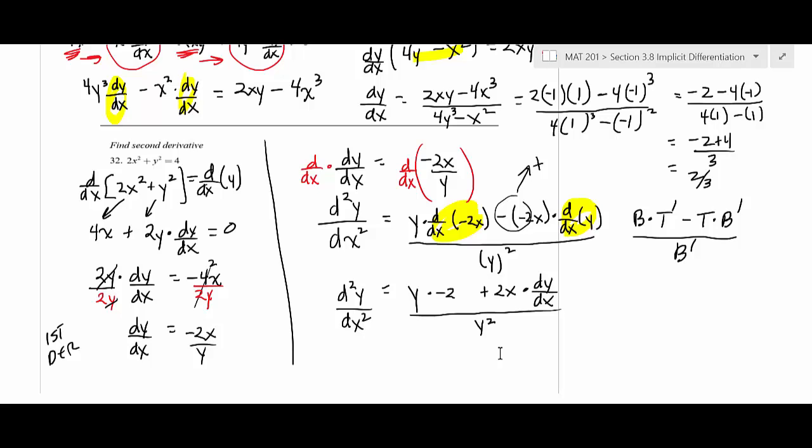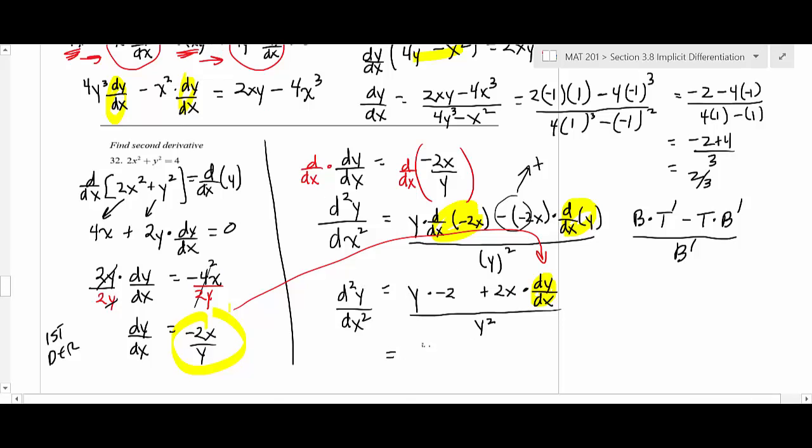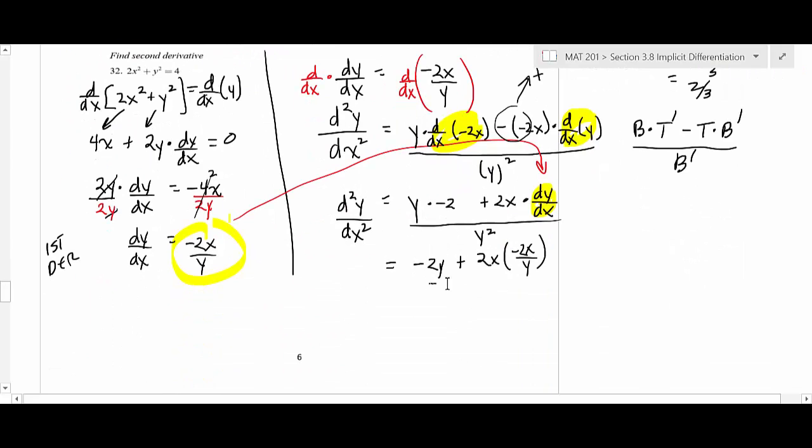So you got to go like this then. Take this thing and replace it with that. Sometimes that's an easy thing to forget about, but now you're ready to get the answer. So that's going to be negative 2y plus 2x times negative 2x over y, and that will be all over y squared. Like that. And I'll have negative 2y. This part right here is just multiply straight across to get minus 4x to the second over y, then all over y squared like that.